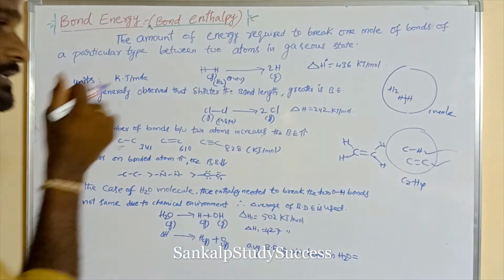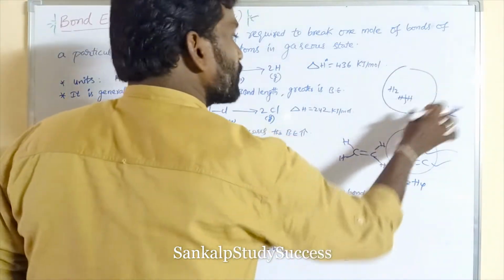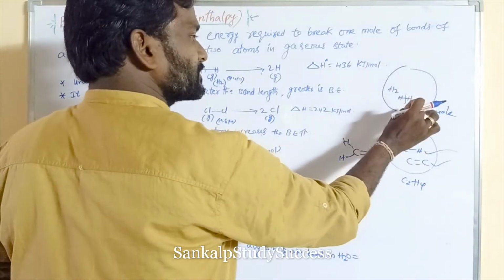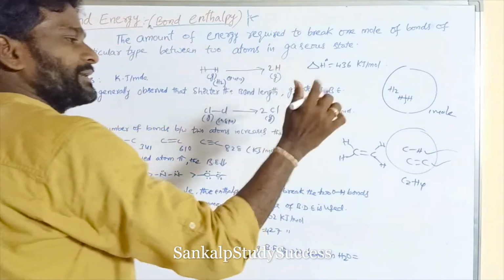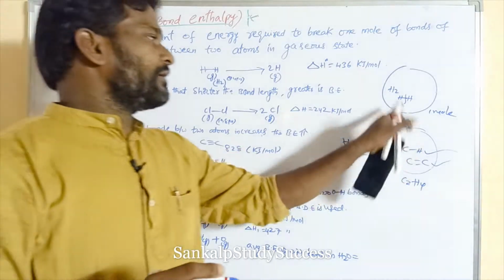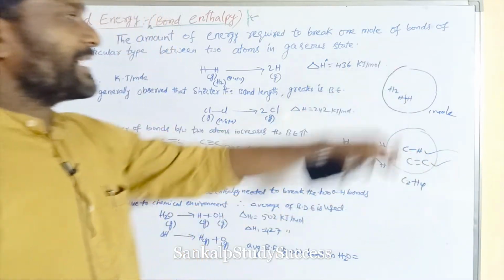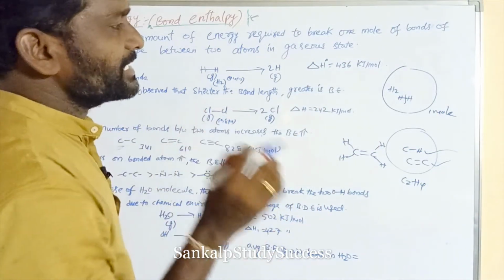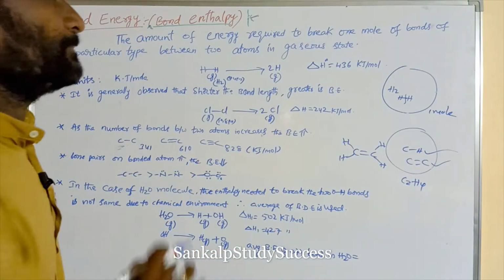So the amount of energy required to break 1 mole of bonds of a particular type, meaning C-H or C=C, between atoms in a gaseous state. The substance must be present in a gas state. That energy is taken as bond energy or bond enthalpy.